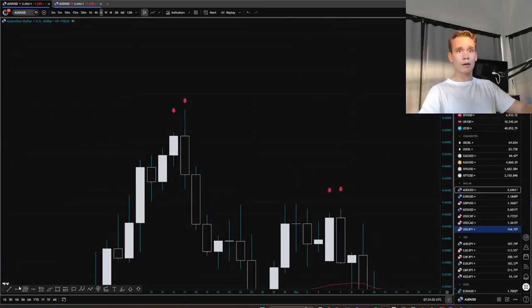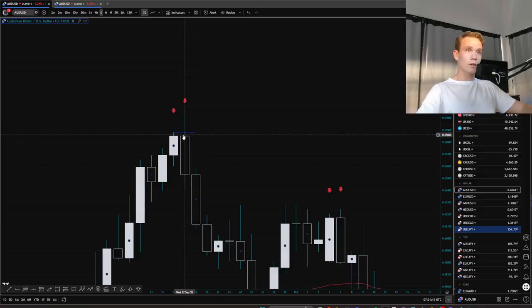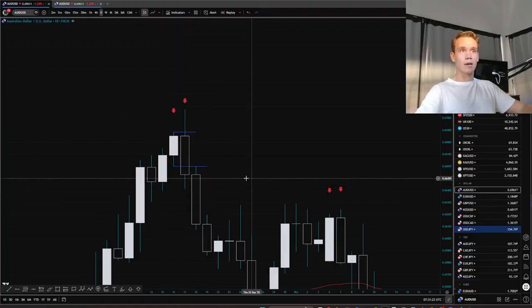Now, if we zoom right in, what makes this bearish engulfing quite strong is that we've got the bullish closure on the previous day, setting the high, and then this candle, the bearish candle that we're waiting for to close, spikes up through the high of yesterday and then closes very strong past the low of the previous candle as well.